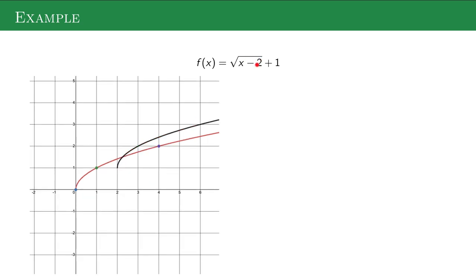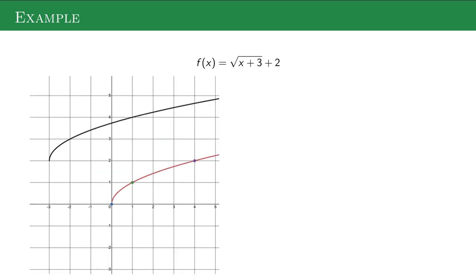In this example, we have x minus 2. So the minus 2 is going to move us in the x direction to the right. So we're going to start at our starting point and move to the right 2. And this plus 1 here is going to move us up 1. So our starting point moves right 2, up 1. We start here. And again, we have the same square root shape.